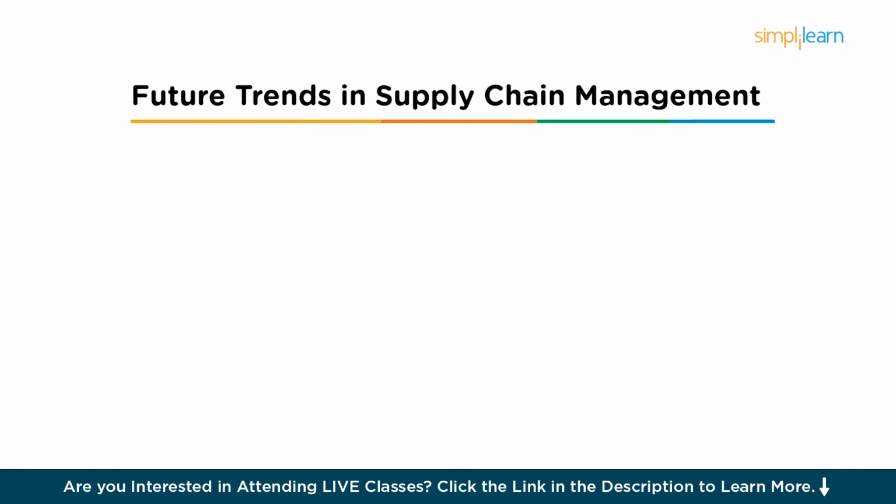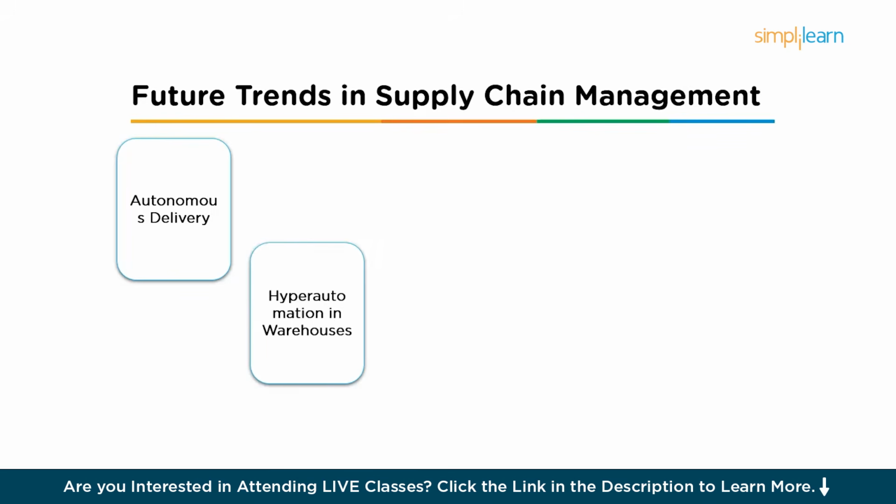So what are the future trends in supply chain management? Looking ahead, several trends promise to redefine how supply chains operate. The first one is autonomous delivery. Drones and self-driving trucks are poised to automate last mile delivery, reducing costs and expanding reach, especially in hard to access areas.